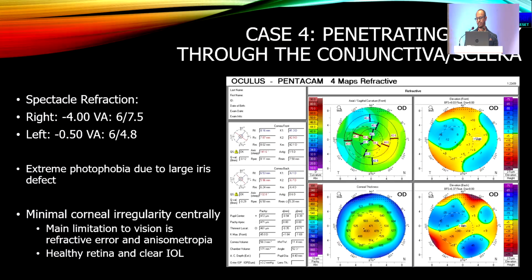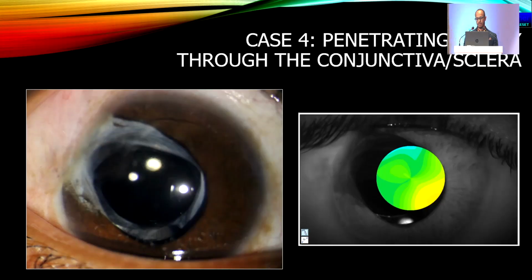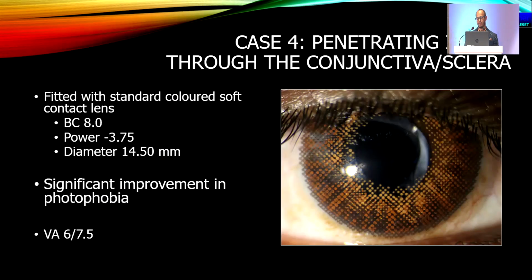So this person, fortunately, had a relatively regular cornea, despite it looking quite irregular there. We'll see in a second the part it looks through is quite regular. So he had a high amount of anisometropia, which is the main limitation to his vision, as well as the extreme amount of photophobia due to the large iris defect. As you can see there, through the center of his pupil, his vision is quite good because his astigmatism is quite regular. In his case, we used a standard colored soft contact lens, an over-the-counter type deal, and as you can see, it's clear there, but it provided significant improvements to his photophobia and corrected his vision to 6/7.5.